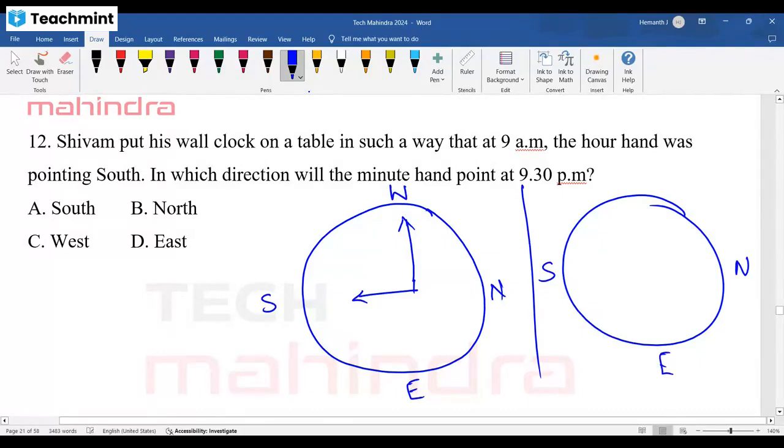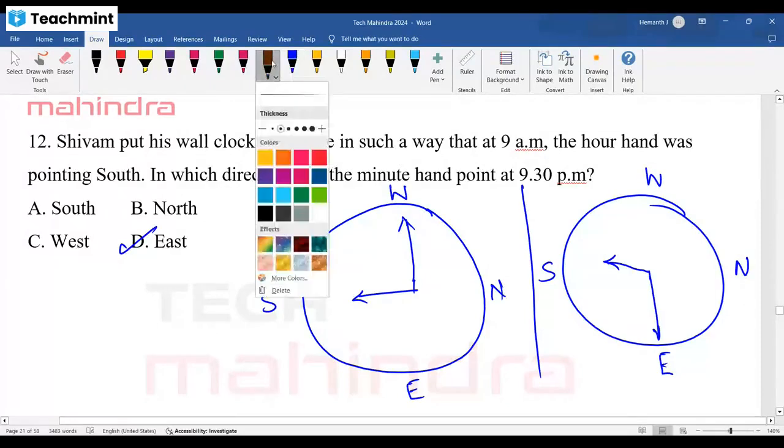Now the time is showing 9:30, which means the minute hand will be here. Our hand is slightly upper, so the minute hand is facing towards the east direction. This is related to the directions concept only.